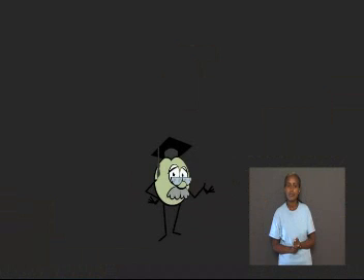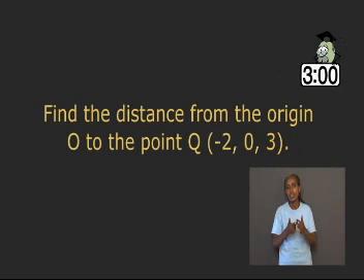Now, it is time for you to try, students. Please try to solve this problem. Find the distance from the origin to the point Q, located at coordinates -2, 0, 3. Get started right away. Students, let's get ready. Begin.